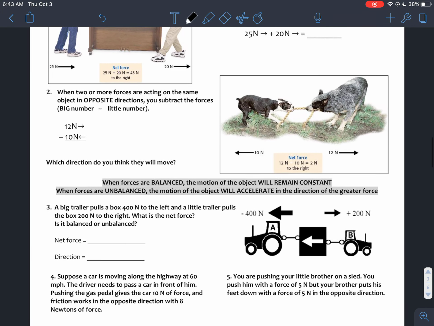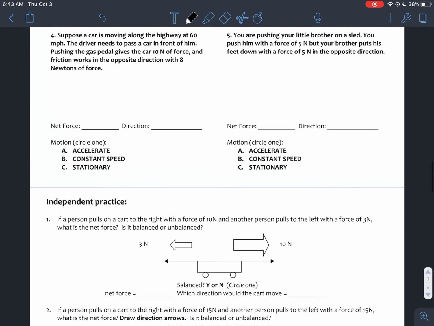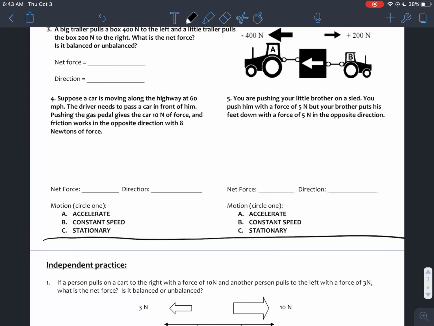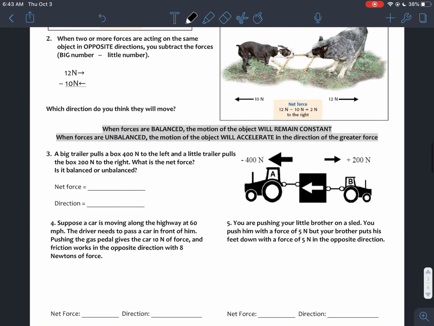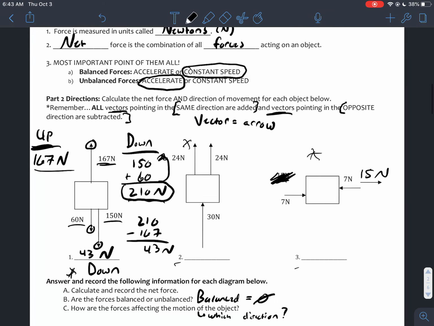Then you have a bunch more examples where you can just work through the packet all the way up to independent practice. If you get here during our work time, I want you to stop, raise your hand, and come give your packet a check. All right? You can begin working. Good luck.